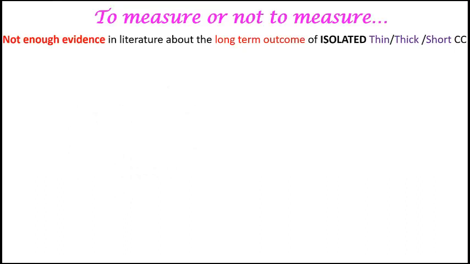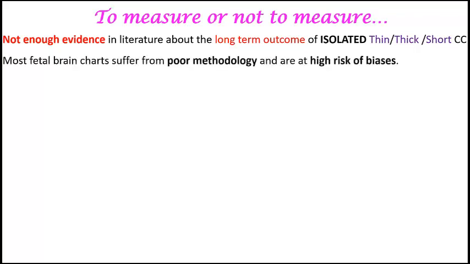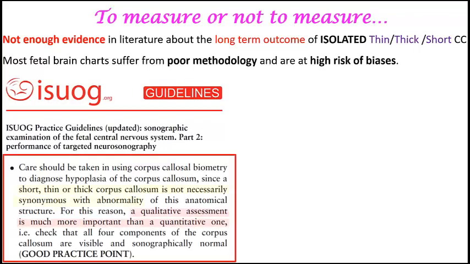So the question is, should we measure the corpus callosum, taking into account that there is not enough evidence about the long-term outcome of isolated thin, thick, or short corpus callosum, and that most of the reference charts have important methodological issues? The ISUOG guidelines state that short, thin, or thick is not necessarily synonymous with abnormality, and advocate for a qualitative assessment rather than measuring the corpus callosum.